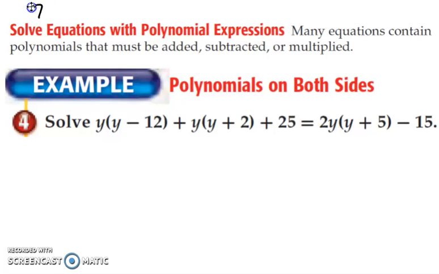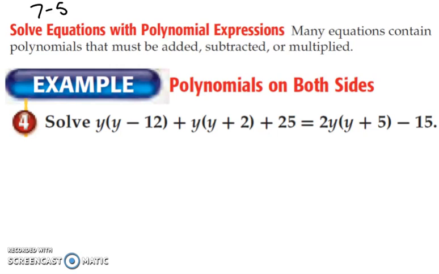Section 7.5 continues with solving equations that have polynomial expressions in them. So we're going to take what we had learned before about distributing the monomial and simplifying by combining like terms into doing a problem where we're going to have to do that on both sides to simplify and solve an equation. So it looks pretty complicated, but the work itself is not that difficult.